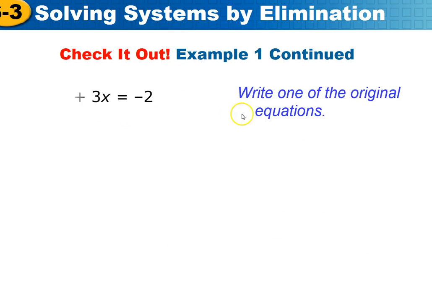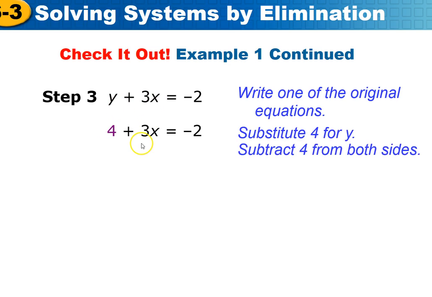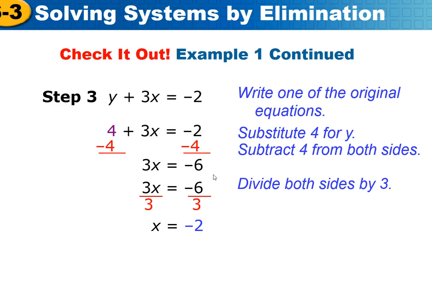Now we're going to go back and we're going to pick one of the equations. It doesn't matter which one. We're going to replace the y with 4, and now we're going to solve for x. So now you just solve it like a regular equation. So see, solving systems by elimination is super easy if you can get those good equations that give you the data you need for that.